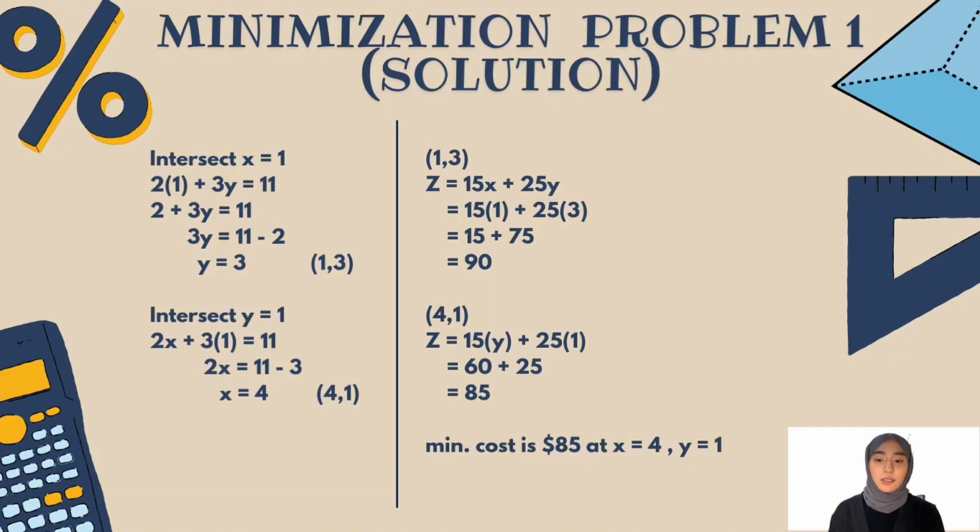Now we test these corner points in our cost function. At 1, 3, the cost is 15 times 1 plus 25 times 3, which equals $90. Second, at 4, 1, the cost is 15 times 4 plus 25 times 1, which equals $85. The results are clear. To minimize cost, Professor Simons should employ John for 4 hours and Mary for 1 hour. This achieves a minimum weekly grading cost of $85.